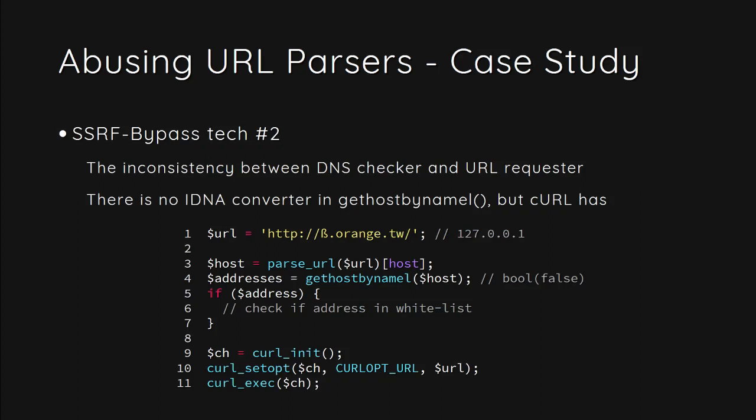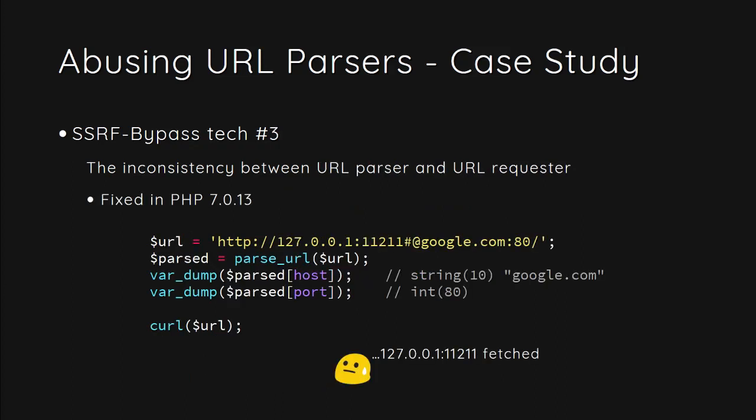The next bypass is about the support of IDNA standard. Curl is a very intelligent library which can automatically convert the global domain name to an IP address. But PHP gethostbyname can't. This inconsistency also leads to the SSRF bypass. You can see for the URL, gethostbyname will return false and pass the check, but the curl still fetches 127.0.0.1.